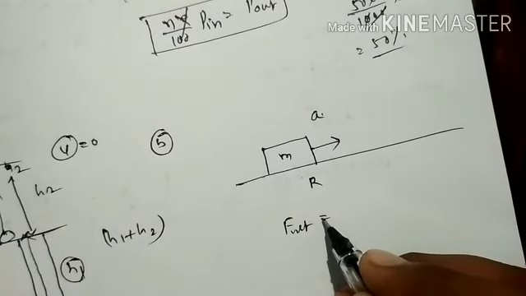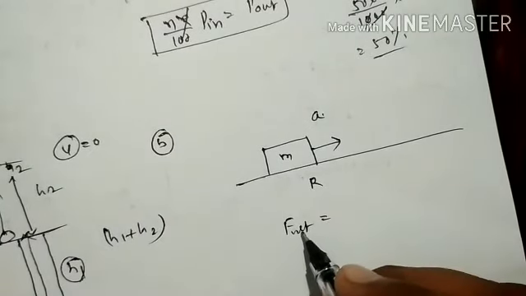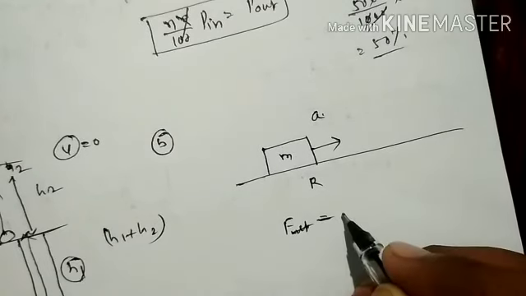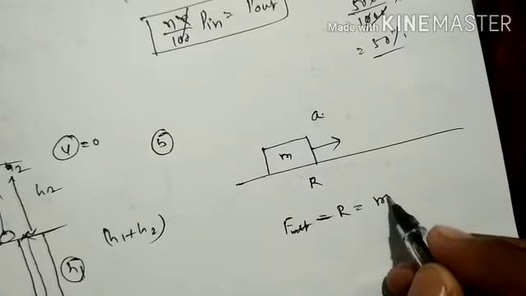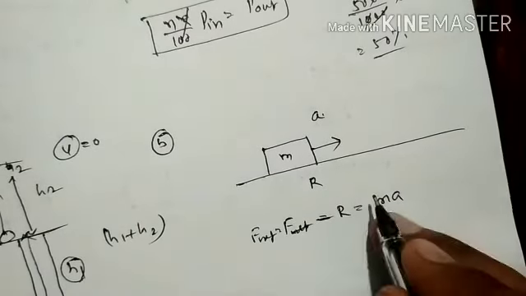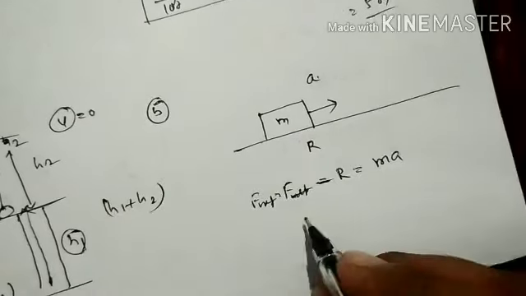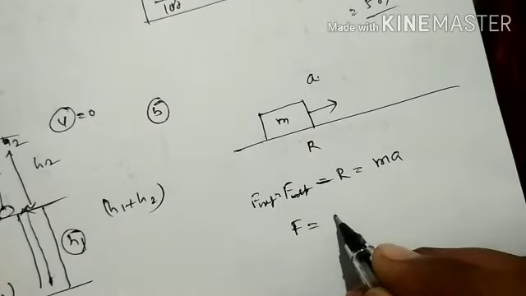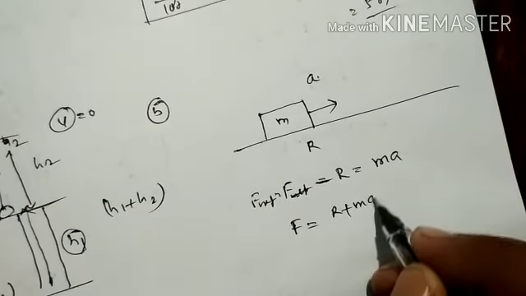F net means total applied force minus resistance. I will write F minus R is equal to, this is the net force acting on it. F net is equal to applied minus resistance, which is equal to M into A. So you can write total force F is equal to R plus M into A.